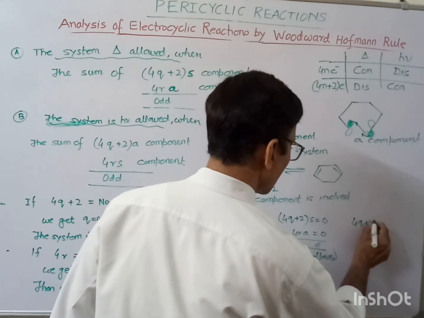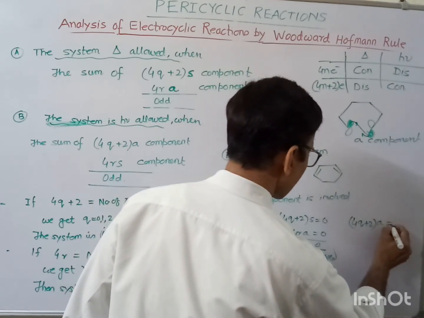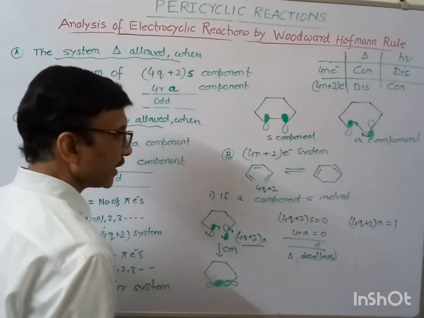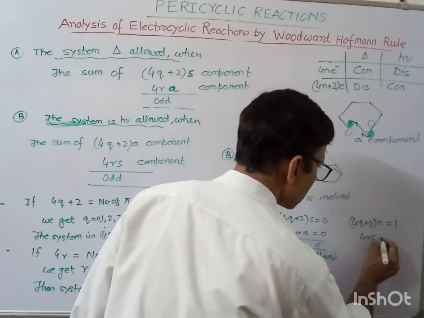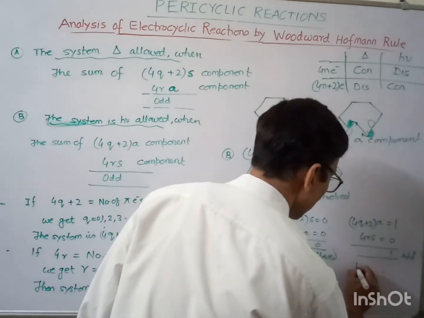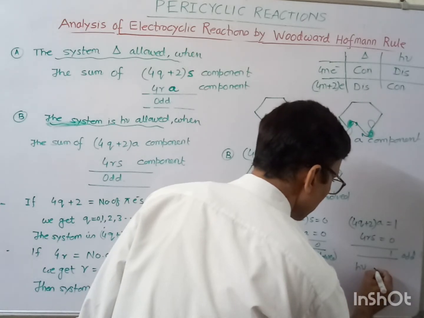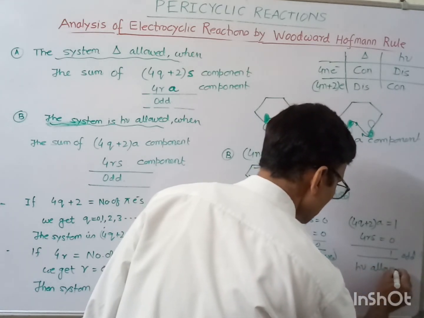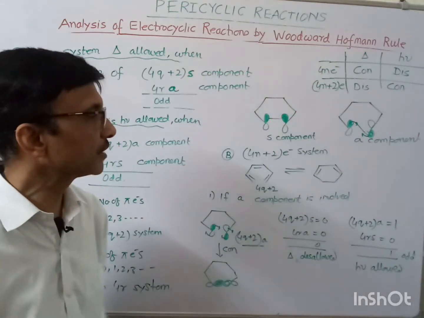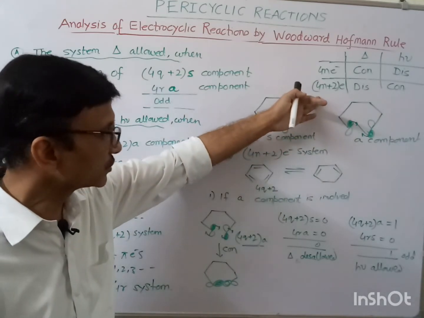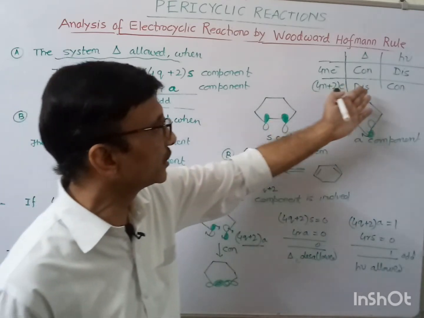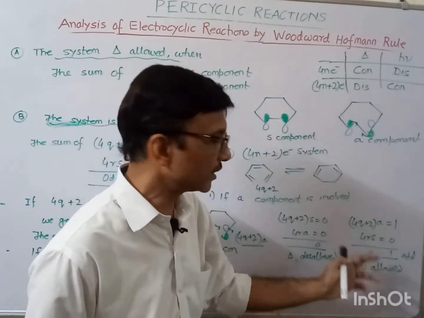In the same way, let's check for the photochemical case. 4q plus 2a, this is 1. This is one component, and 4Rs is 0. So the sum comes out to be odd. If the sum comes out to be odd, it is photochemically allowed. So we can see that for the 4n plus 2 electron system, the conrotation is only allowed under the photochemical condition.